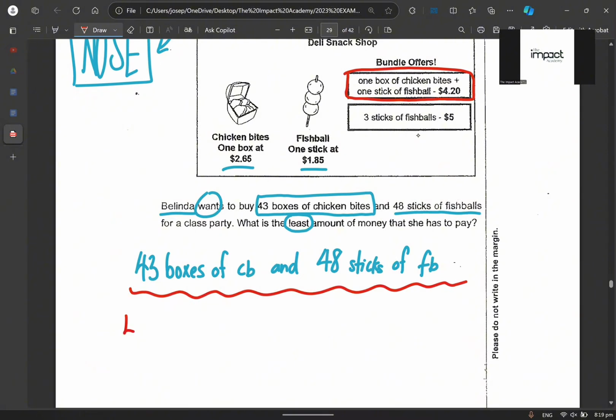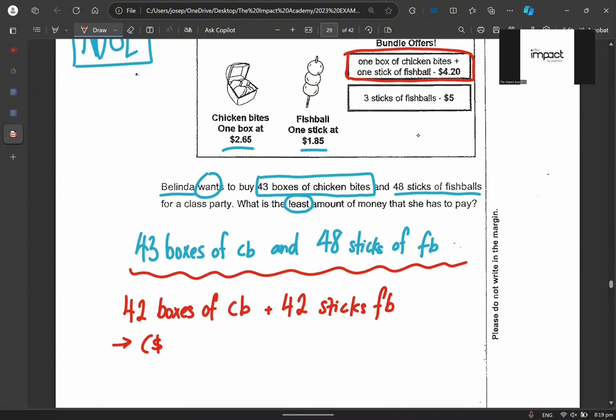If I go with 42 first, 42 boxes of chicken bites plus 1 stick each, so 42 sticks of fish balls. Am I making sense? Okay, I'll just put FB over here. How much would that cost you? That will cost you a total of, as you all can see, $4.20 per set, right? So it's just 420 times 42. This is very easy, right? Okay, try your best to get as close as you can.